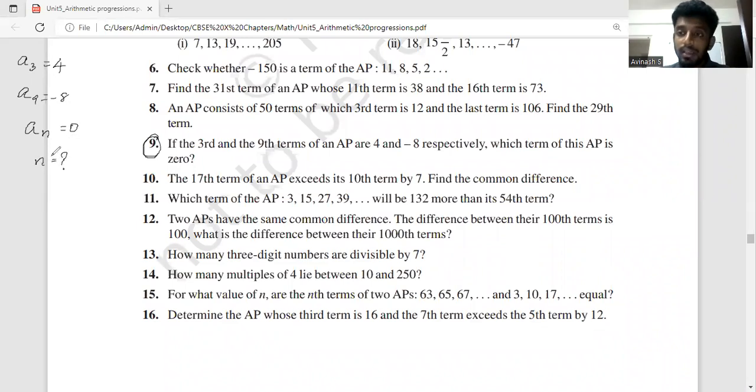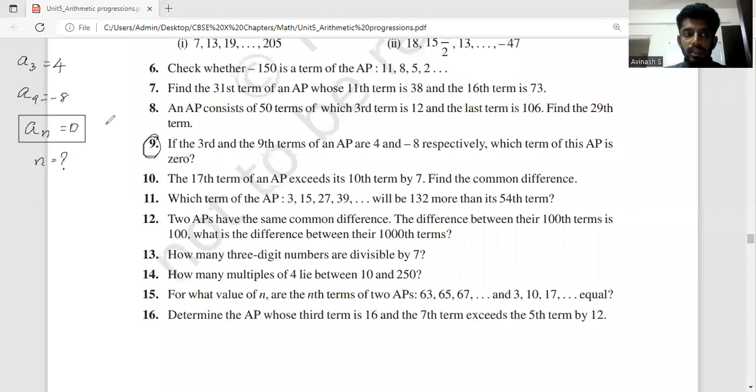Some of us might feel that we are supposed to find AN. No. In the AP, they have given the third term is 4 and the 9th term is minus 8. And which term of this AP is 0 means 0 is going to occur in the AP, but where is that 0 going to come? Which position? So we assume that 0 is going to come somewhere. That somewhere is taken as AN, the nth position. And we are going to find that N. Which position is 0? Again, in the same manner we do this. So that's how we proceed with the problem.